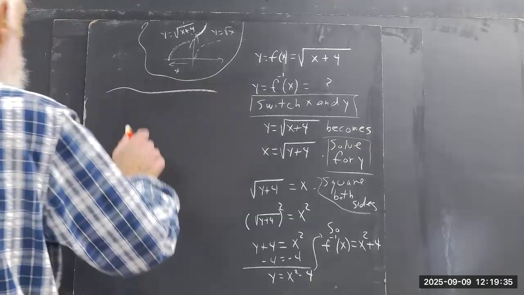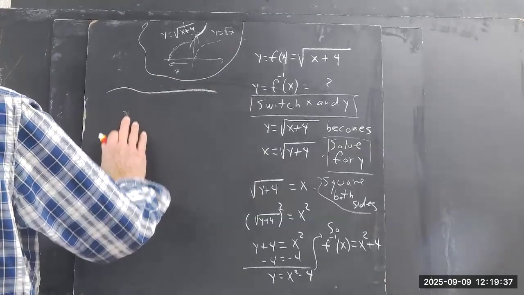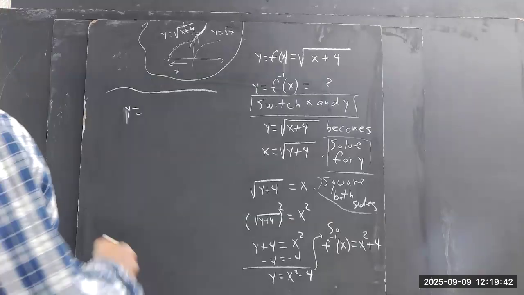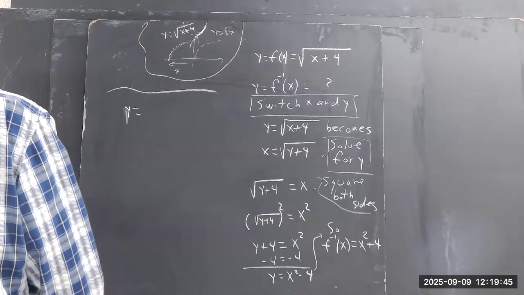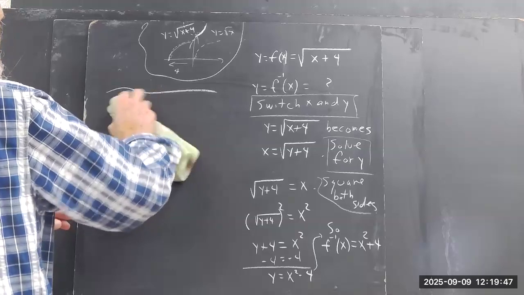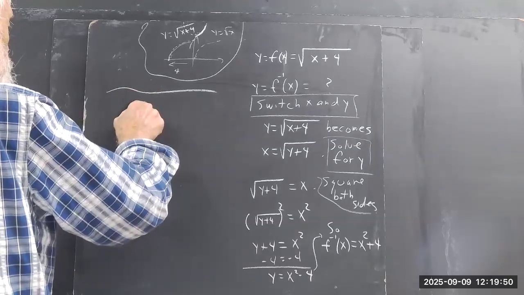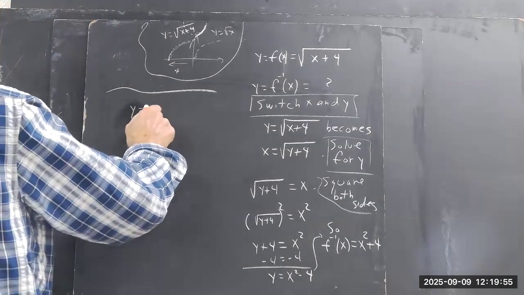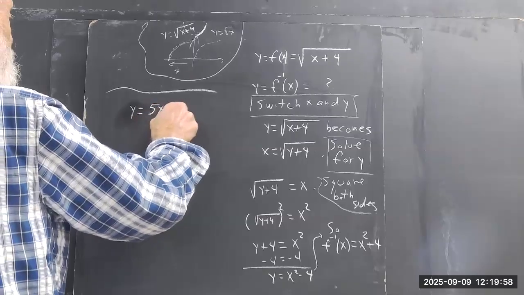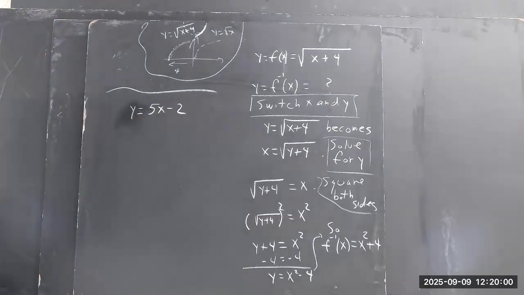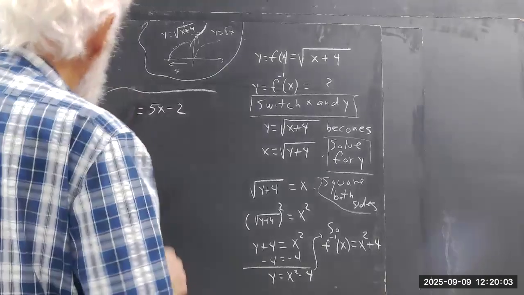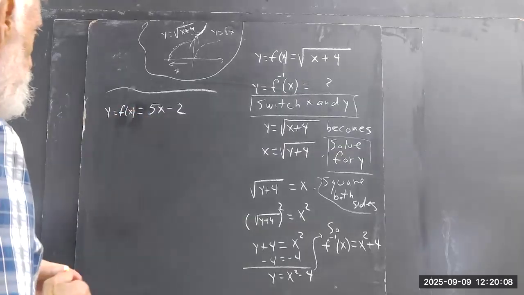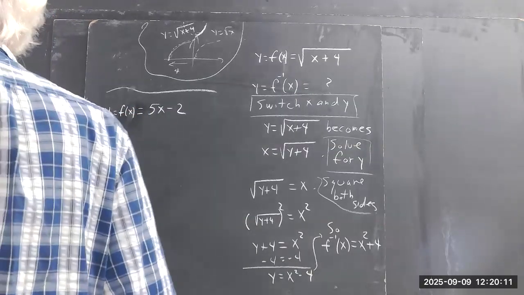Another example. These are simple examples, and some of the examples you have and some of the examples you see in the text are a little more complex. But right now, I'm just trying to give you the idea. Y equals 5x minus 2, and that's f of x. So let's write y equals f of x equals 5x minus 2.